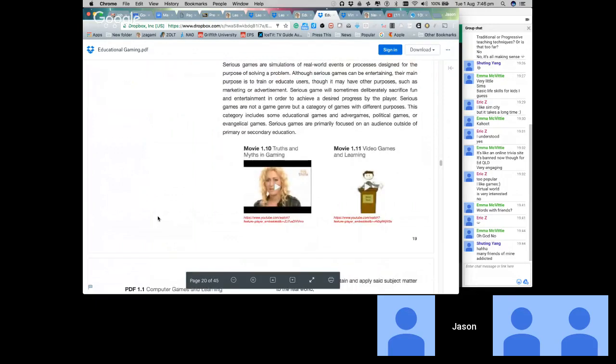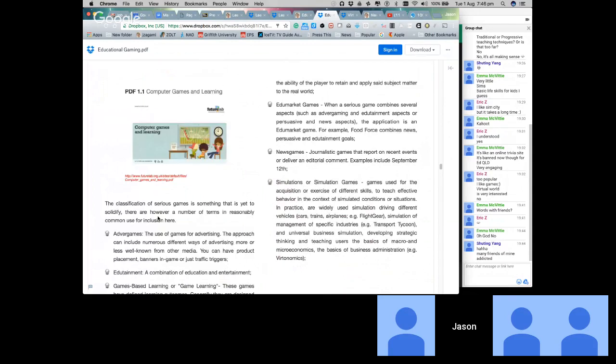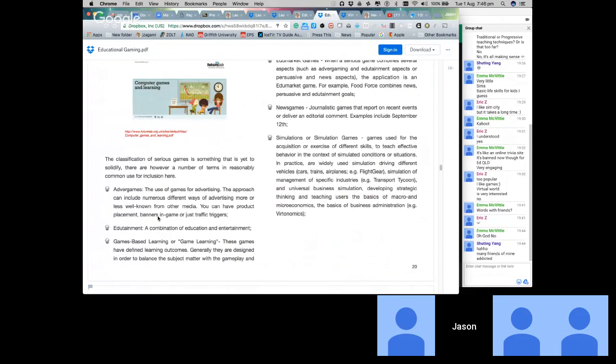So there's various elements you can sort of read about in terms of different types of use of gamification in games. Advertising is a very popular one. Edutainment is where we have an aspect of education and entertainment combined.